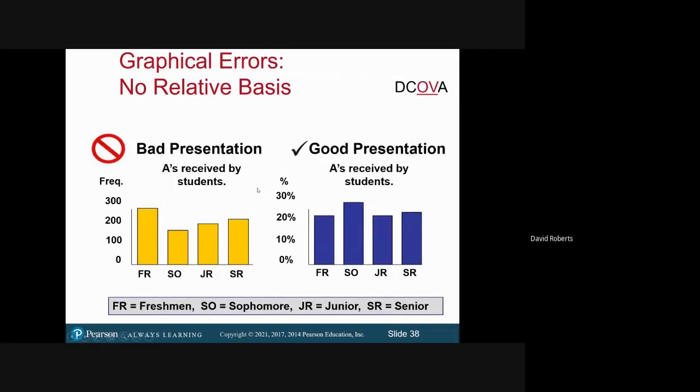So in this particular case, it's also showing you some bad and good presentations. You can see that on the left, it shows the numbers or frequency, and on the right, it shows you a percentage. So you get very different information. SO is for sophomores. You can actually see that they had the highest percentage of A's. Whereas freshmen, because there tend to be more freshmen than sophomores, had more A's. But as a relative number, sophomores did better than freshmen.